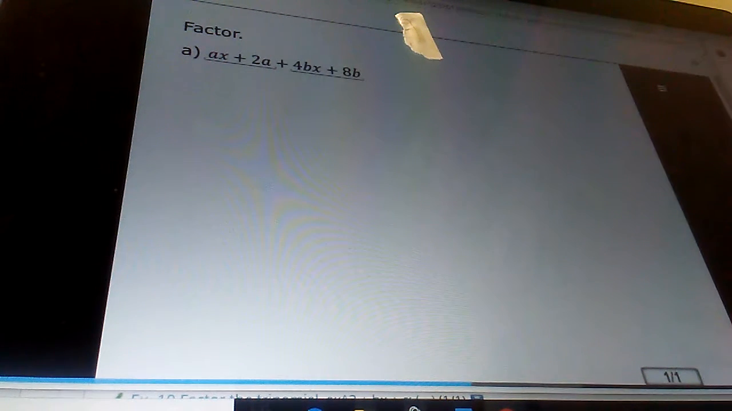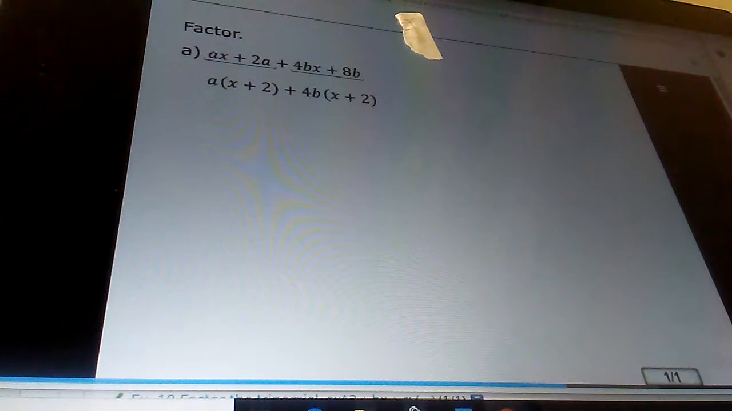Let's factor each group of terms. Write the common factor of the first two terms, a. To get ax, we have to multiply by x, and to get plus 2a, we have to multiply by plus 2. Now write the common factor of the last two terms, 4b. To get 4bx, we have to multiply by x, and to get plus 8b, we have to multiply by plus 2. The expression now has two terms.